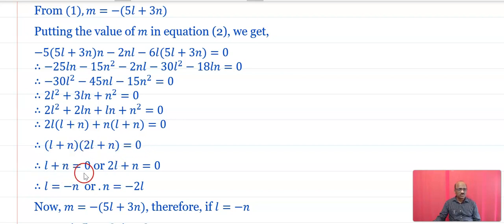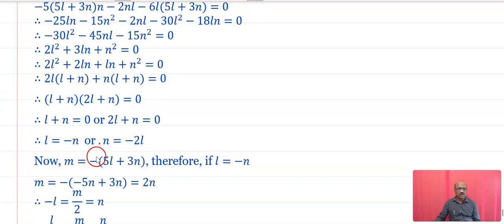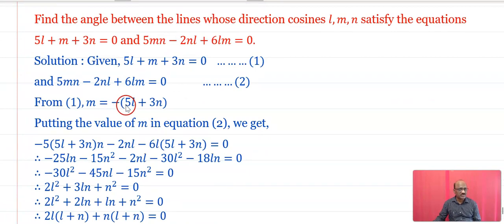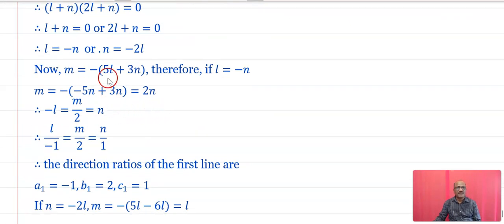Therefore l plus n equals 0 or 2l plus n equals 0, and hence l equals minus n or n equals minus 2l. Now we have calculated the value of m. m equals minus (5l plus 3n), and here if we substitute l equals minus n, then you will get m equals minus (minus 5n plus 3n), which gives minus 2n, and minus and minus become plus 2n.